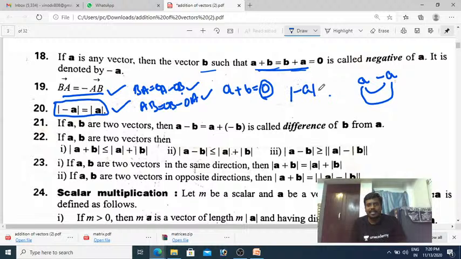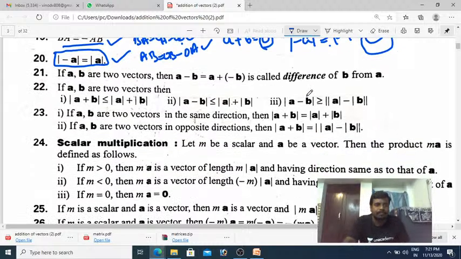Modulus of minus A equals A here. When it is modulus, it means the length of that vector. That length is always positive, not negative. Point 21: if A, B are two vectors, then A minus B equals A plus of minus B, which is called the difference of B from A. This is, of course, something we know.